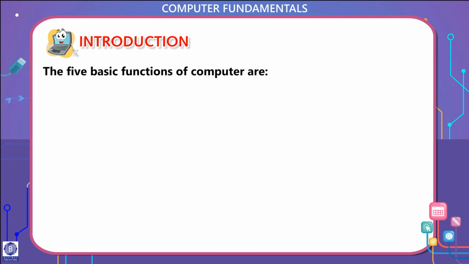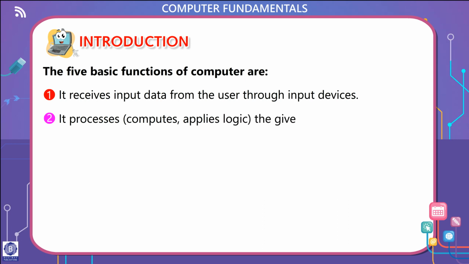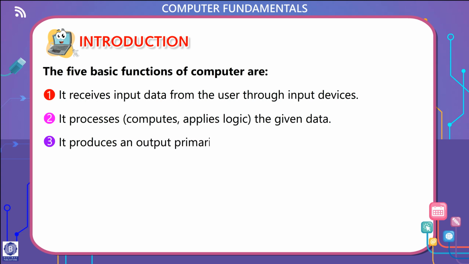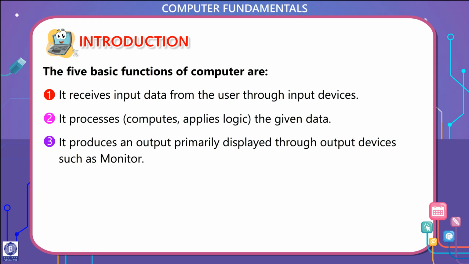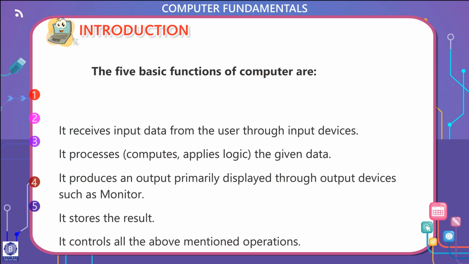The 5 basic functions of a computer are: Number 1. It receives input data from the user through input devices. Number 2. It processes, computes, and applies logic to the given data. Number 3. It produces an output primarily displayed through output devices such as a monitor. Number 4. It stores the result. Number 5. It controls all the above-mentioned operations.